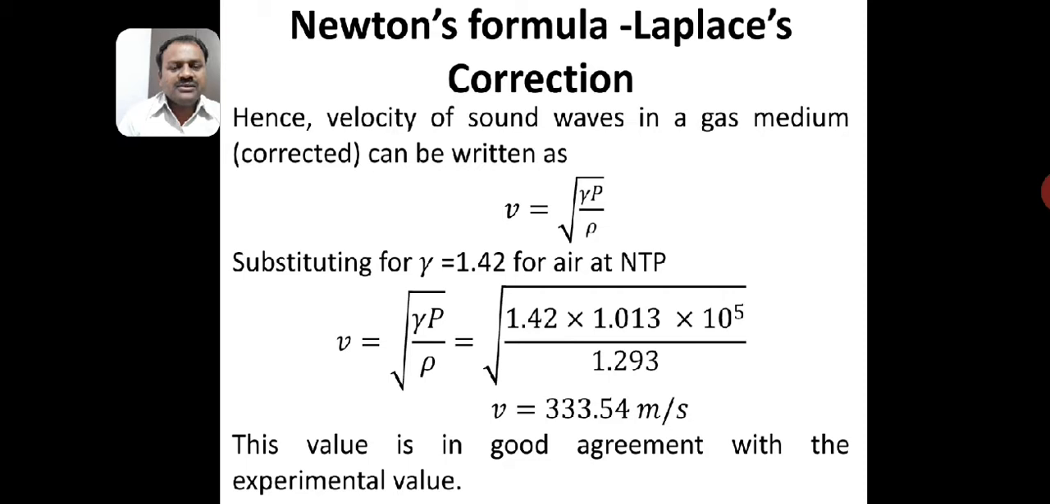So therefore, v is equal to the square root of gamma p by rho. Gamma is 1.42, p is 1.013 into 10 power 5 Pascal, and rho, the density of air, is 1.293. If we substitute all this and simplify, we get the velocity as 333.54 meter per second, which is very close to the experimental value of the velocity of sound in air medium. So with the correction suggested by Laplace, the experimental value and the theoretical value agree with each other.